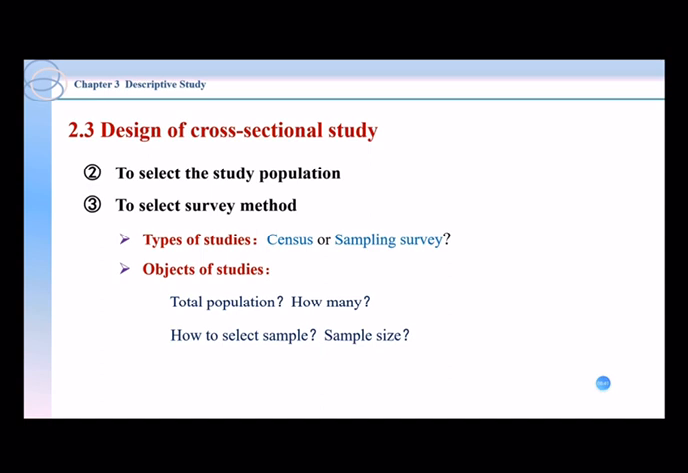Which type we are going to use depends, for example, on how much research funding you have, how much manpower is available in your study, and how long you are going to spend on your study, because a census study is much more extensive. It's more time consuming, and it will need to include more of the study population compared to a sampling survey. So when we pick the type of study, we need to think about what we can do, and which method is the most appropriate for our purpose.